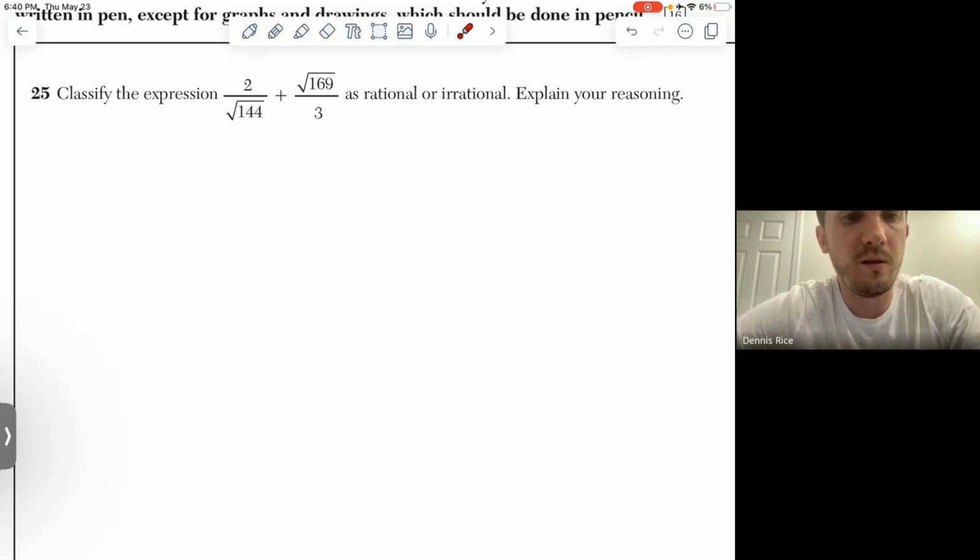All right, would you call this sum we're adding together rational or irrational? And also, we need to explain. The explanation is really the meat and potatoes of this problem. Just saying rational, irrational doesn't really get us anything. This is rational, but why?